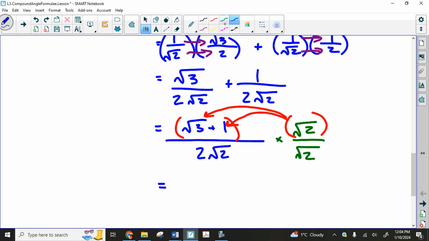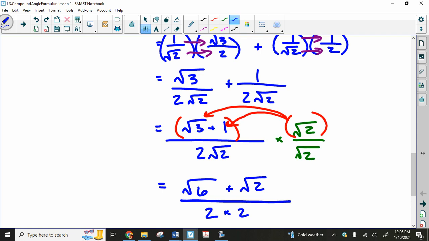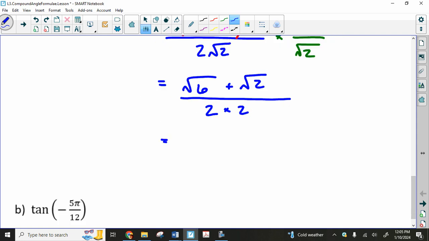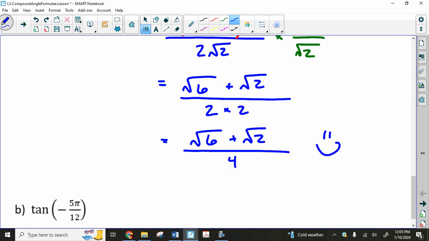Root 3 times root 2 is root 6. Radicands multiply each other. 1 times root 2 is root 2. Can't add those, they are not like terms. Then this 2 is going to go straight down. It still lives there. And then root 2 times root 2 is root 4, which is just 2. So it's going to be 2 times 2 in the bottom. Can I simplify any of these? Root 6, there's not a square rootable number in there. And then there's just a 4. Done. I think that's enough for my first video.